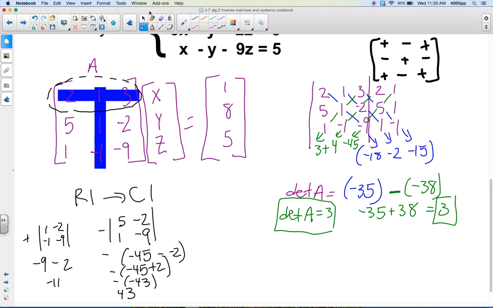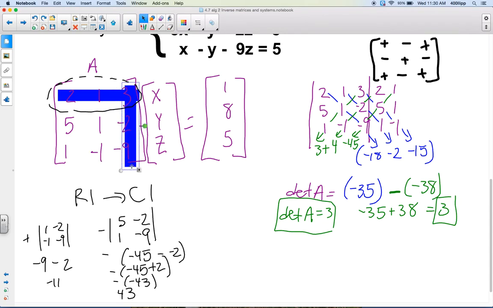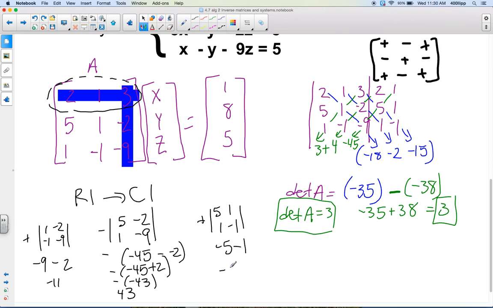Okay, and then the last one for this row is, moving this one over, we have a positive sign, and then covering up the row and column it's in, and we're left with 5, 1, 1, negative 1. Finding the determinant of this, we get a negative 5 minus a 1 is a negative 6. Okay, so this row 1 is now going to become column 1.